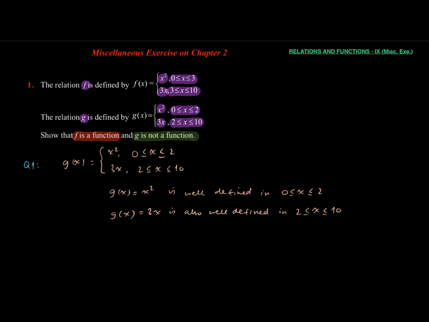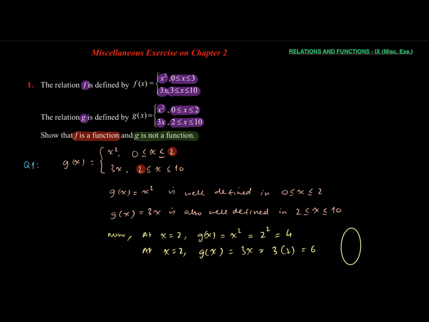Now here we'll be again considering the common value, that is 2, and check whether this 2 is having same image or different image. Now at x equal to 2, let us take firstly g of x equal to x squared. This will be equal to 2 squared, and that will be equal to 4. Again at x equal to 2, now we'll be taking g of x equal to 3 times x. That will be equal to 3 times 2, and this will be equal to 6.